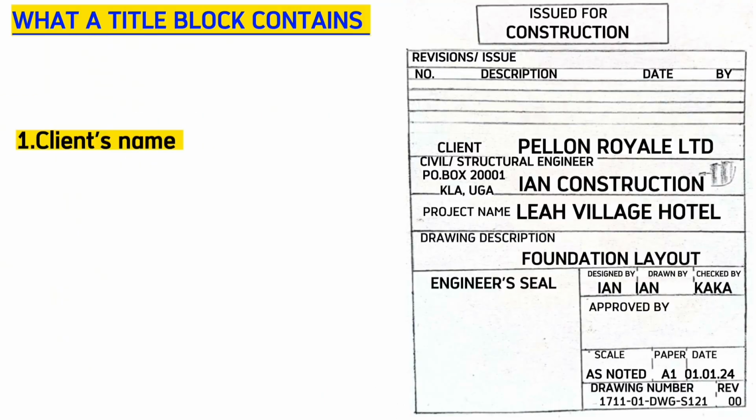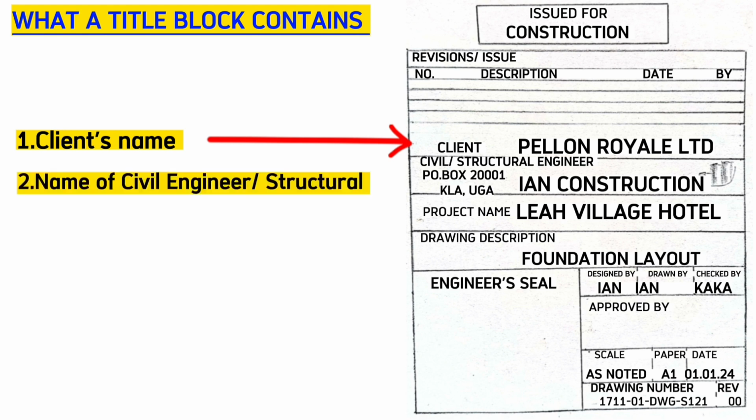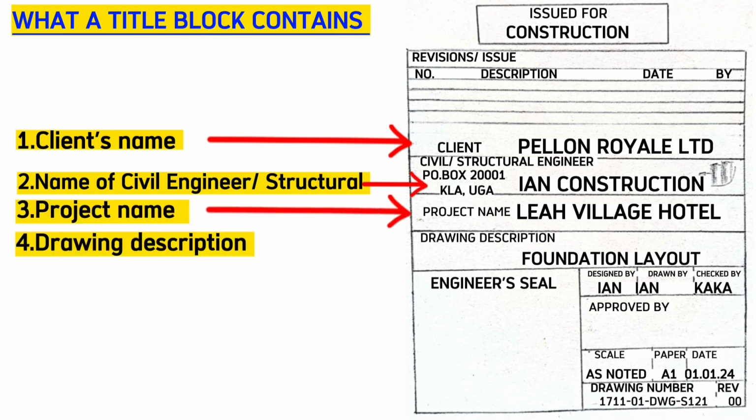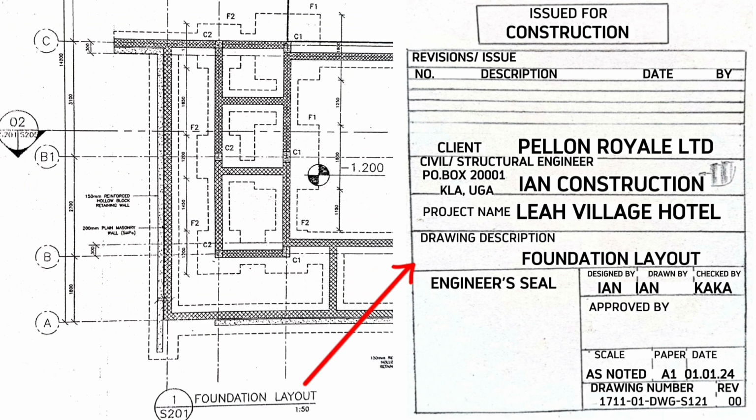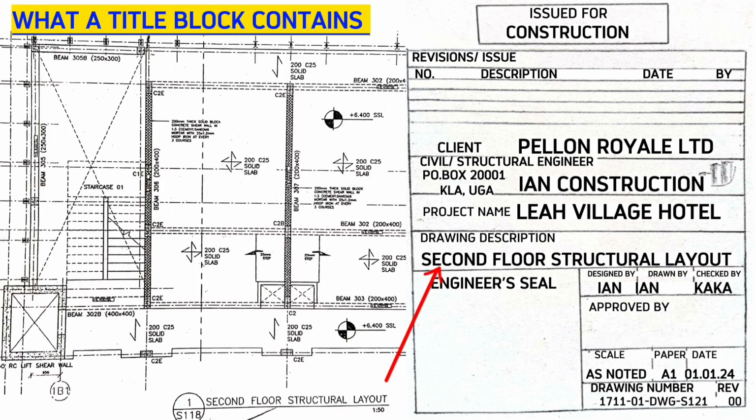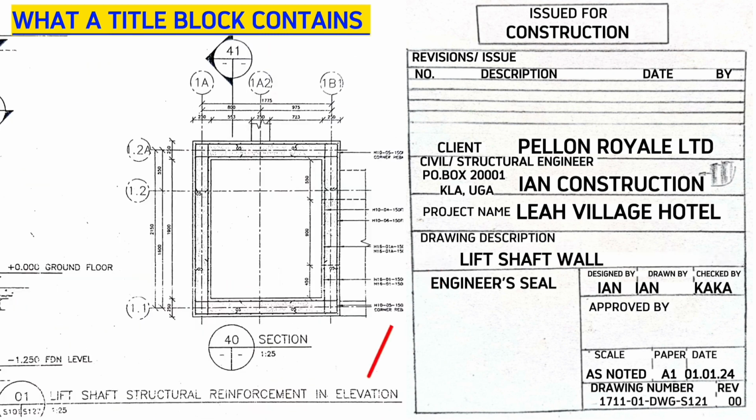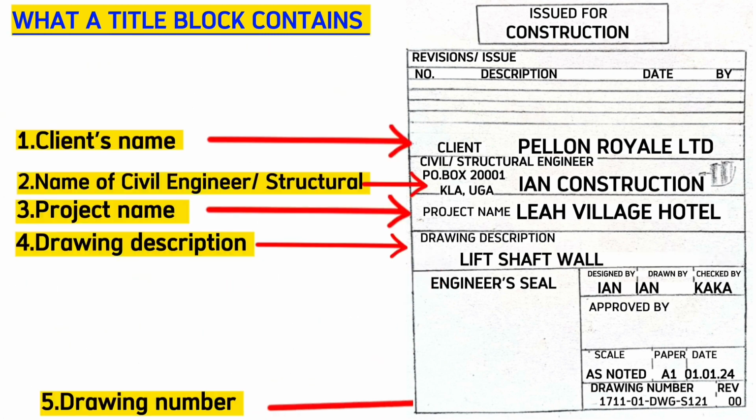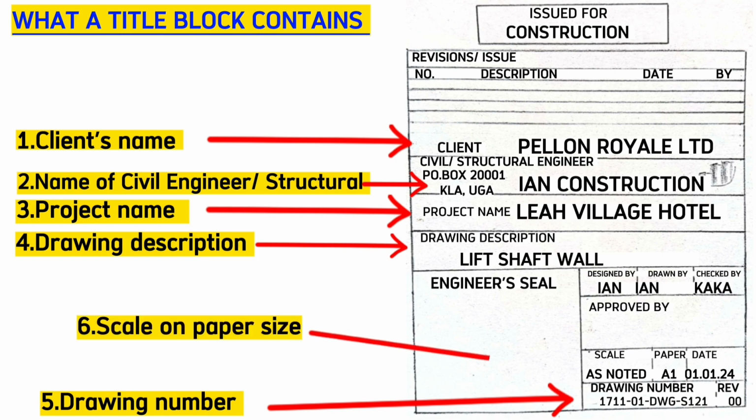The title block will contain the client's name, and here we are having our client as Pelon Royal Limited, the name of the civil/structure engineer or group of engineers as Ian Construction, the project name as Liya Village Hotel, drawing description. Each page will have a different drawing description. For example, for this particular page, this shows that here is the foundation layout, here as pad details, here as second floor structure layout, here as lift shaft wall, among others. Drawing number, drawing size and scale details.